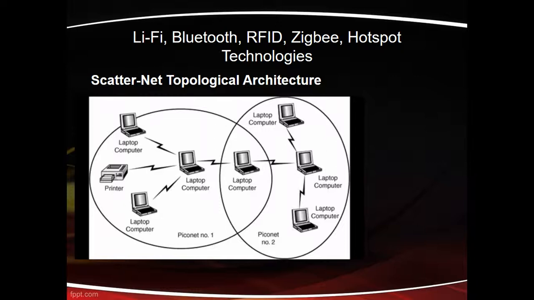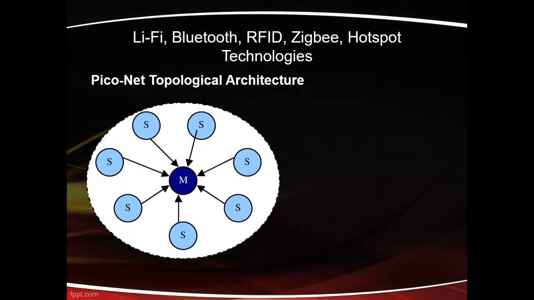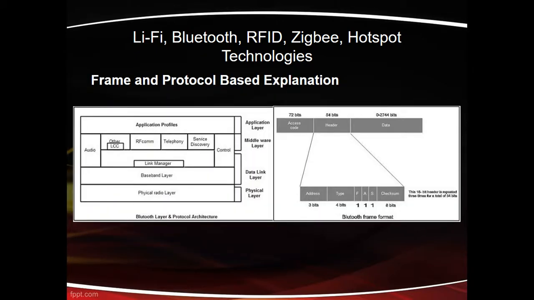So then we go into the next part. This is what I want to explain: frame and protocol explanation. The left hand side is the protocol, and the right hand side is the frame, the Bluetooth frame format. This is actually a layered model, like OSI and TCP/IP. So it is for explanation.